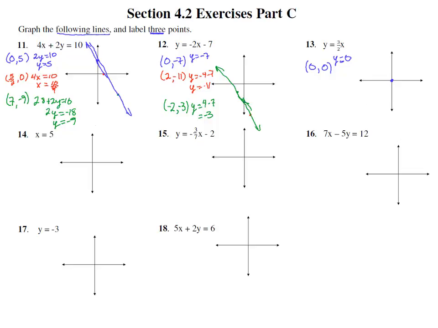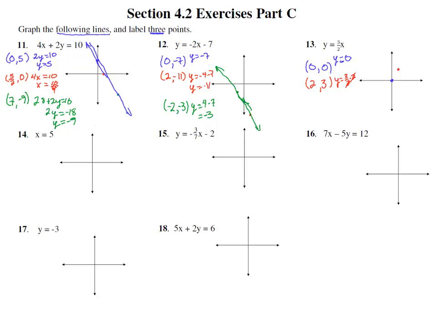Let's try another one. Stick in... ooh, we have a fraction to worry about. Let's stick in something that'll cancel there, like a 2. There we go. So y equals 3 halves times 2. 3 halves times 2, that'll just cancel and leave a 3. So 2, 3 goes up right there.